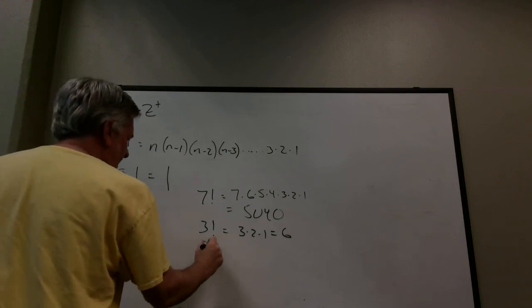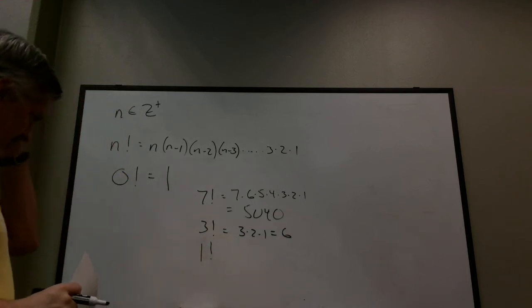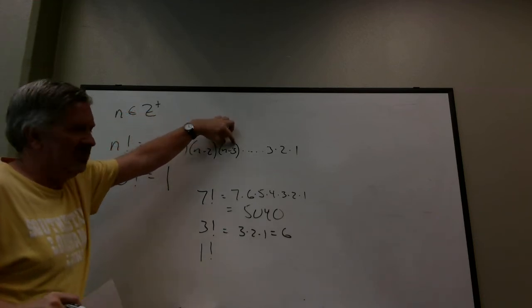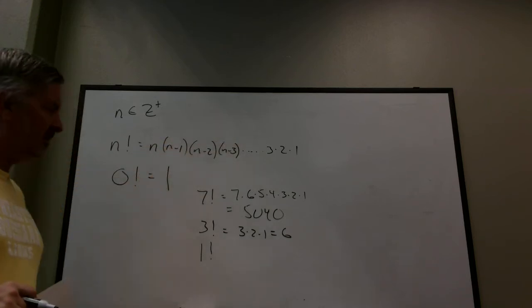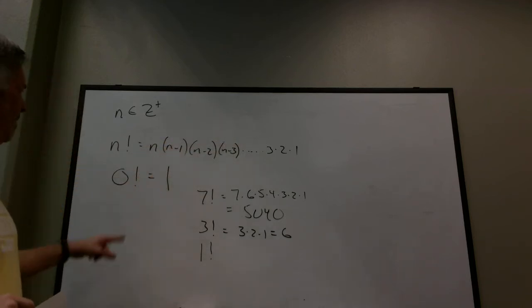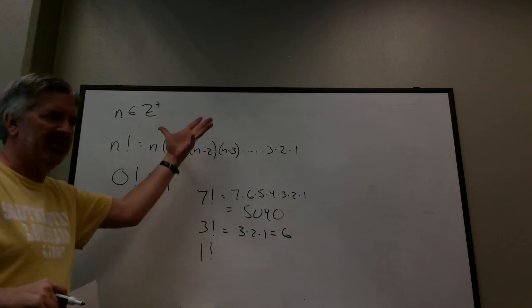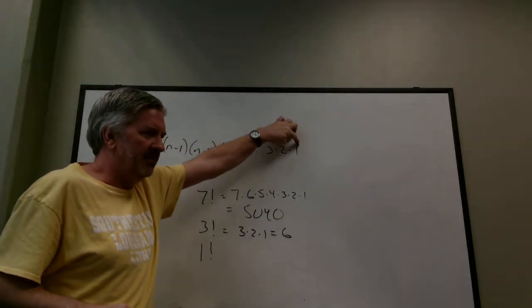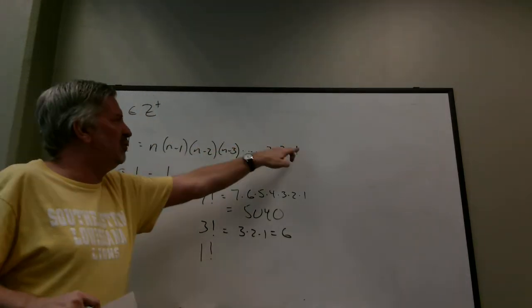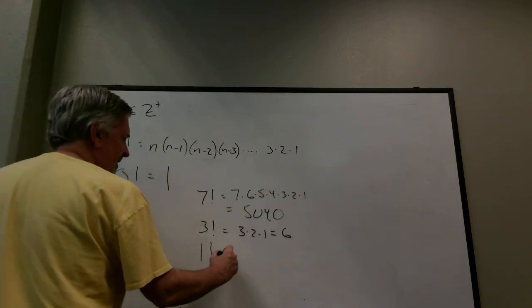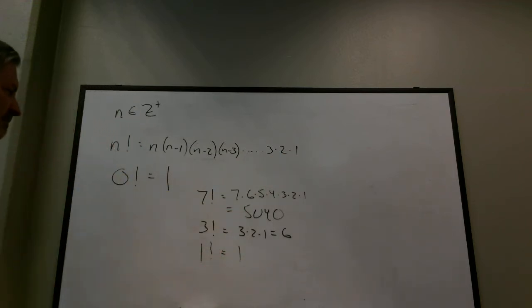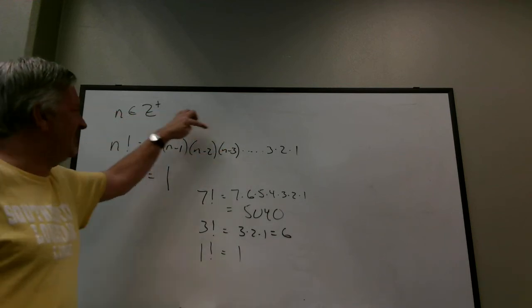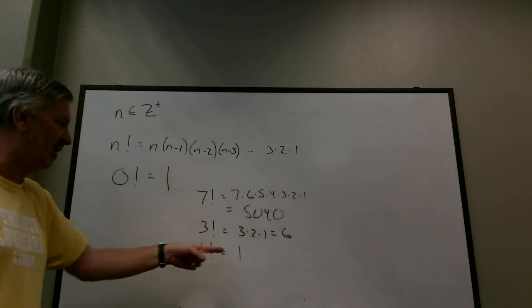The next one says 1 factorial. Well, if I follow this, is it 1 times 0 times negative 1 times negative 2? Does that make sense? No. Now be careful. I just wrote this because this is the general form. You start at n and you stop at 1. So if I start at 1 and stop at 1, you just get 1. That's why I did this one, because if you try to use the definition, you may confuse yourself. If you start at 1, you stop at 1, it's just 1.